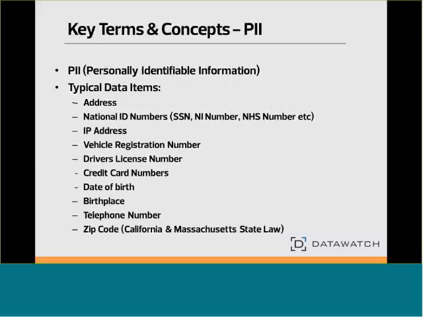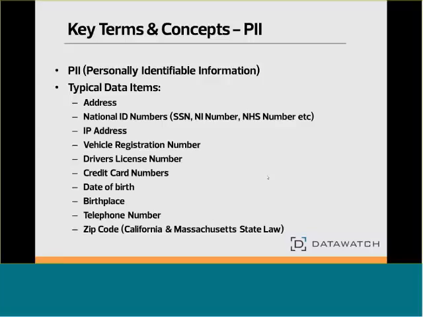So let's go through some key terms and concepts. PII, which is personally identifiable information. Now, this is the information that usually comes up in privacy law. It's identifying individuals. So typical data items that come into question are address, national identity numbers like social security number in the UK, national insurance number, and NHS number, that's the health service, IP address, vehicle registration numbers, driver's license numbers, credit card numbers, date of birth, birthplace, telephone number, and even zip code in California and Massachusetts state law.